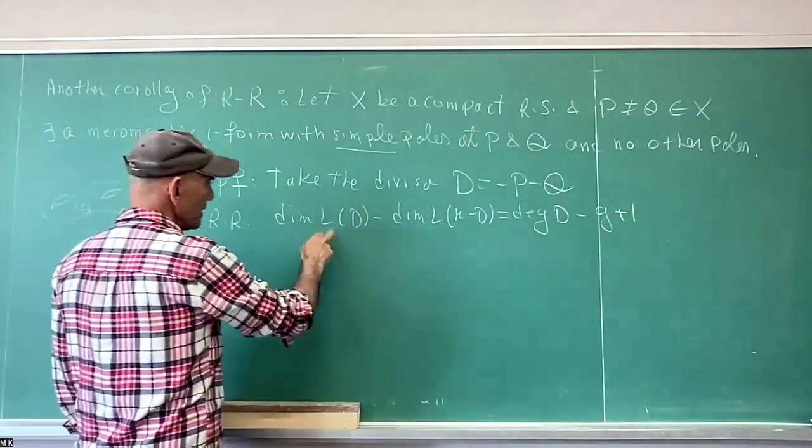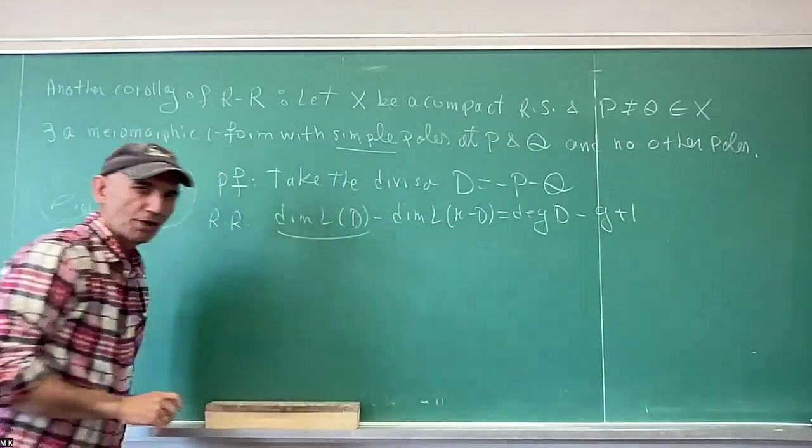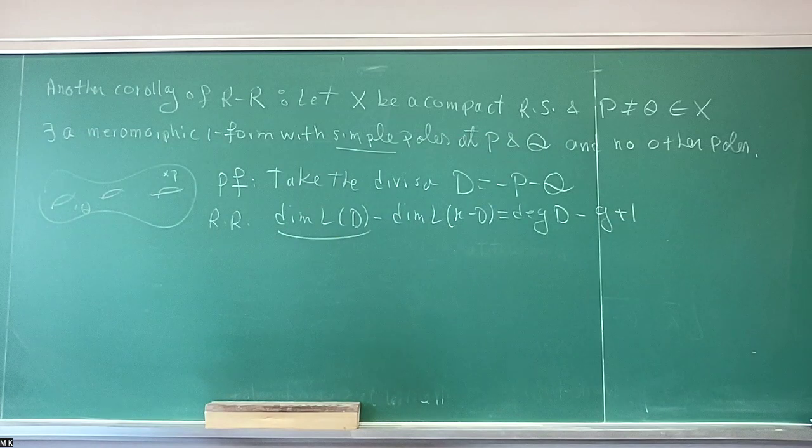Okay, now, what is this number? Can you tell me the dimension of L of D? Is it 2? Why 2? Degree of D is minus 2, yeah. And we want things such that f plus the degree of D is greater than or equal to 0. Should it be 0? There's another answer, which is 0. So who is right?